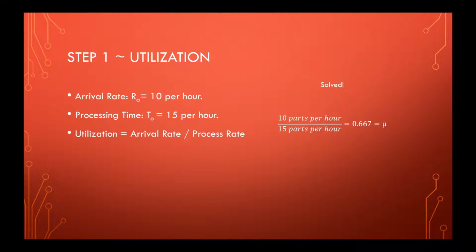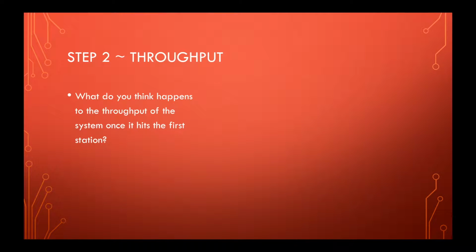So if you got a utilization of 0.667, you would be correct. Once again, the way to solve this is just the arrival rate over the process rate, so that's 10 parts per hour divided by 15 parts per hour, which gives us a value of 0.667 for utilization. If you didn't solve this correctly the first time, then go back and write it and solve it on your own, because we're going to have to do this for the rest of the workstations.